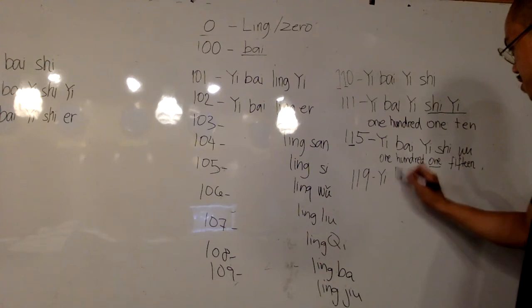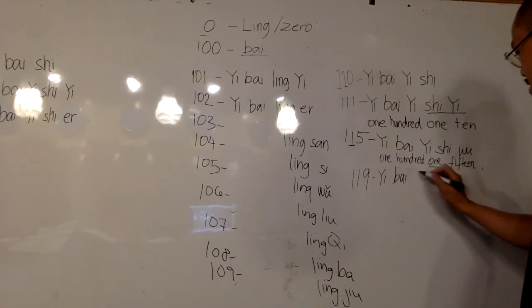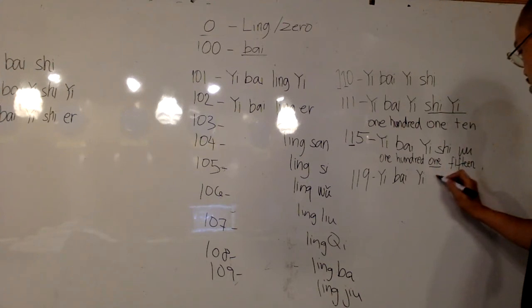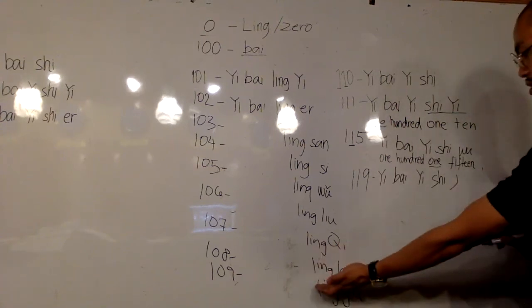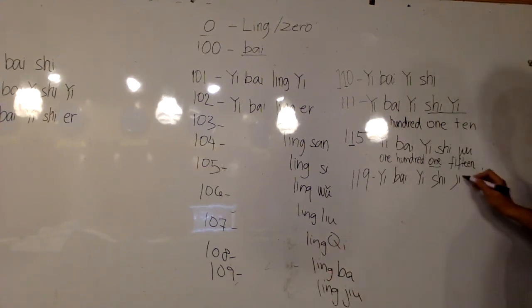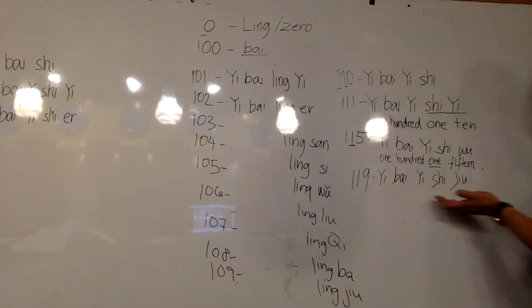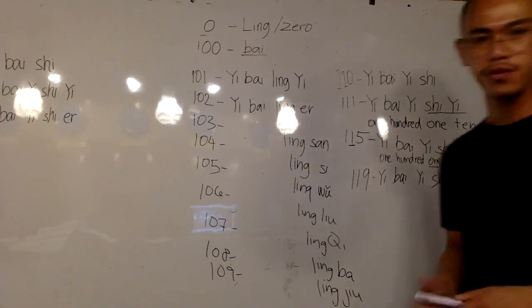How do we say 119? Can you make a guess? 9 is jiu. Yi bai yi shi jiu. 119. Okay, shall we do a review?